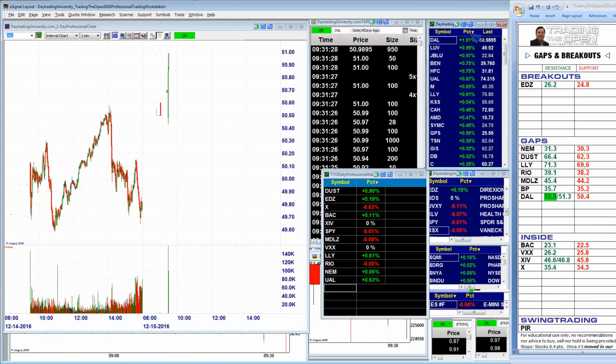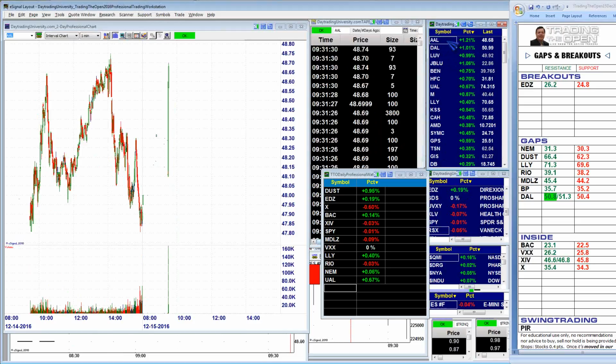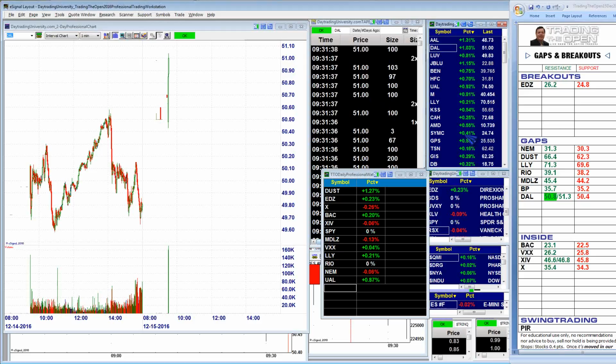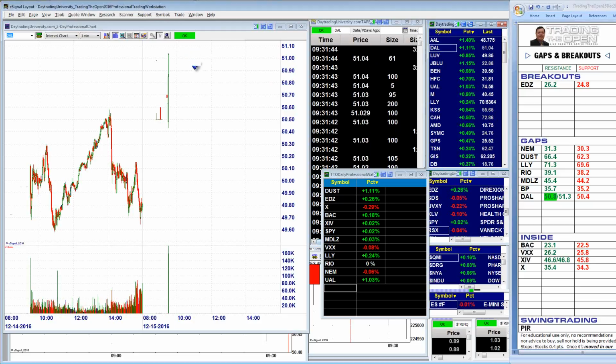Let me sort by percent change and see who else is starting to run up here. Delta's starting to run. Booyah! Got our first win of the day. Ching! Flawless victory. Sell at least half of it now, gang. Put a stop at break-even on the rest. Next long if it gets over 51.30.